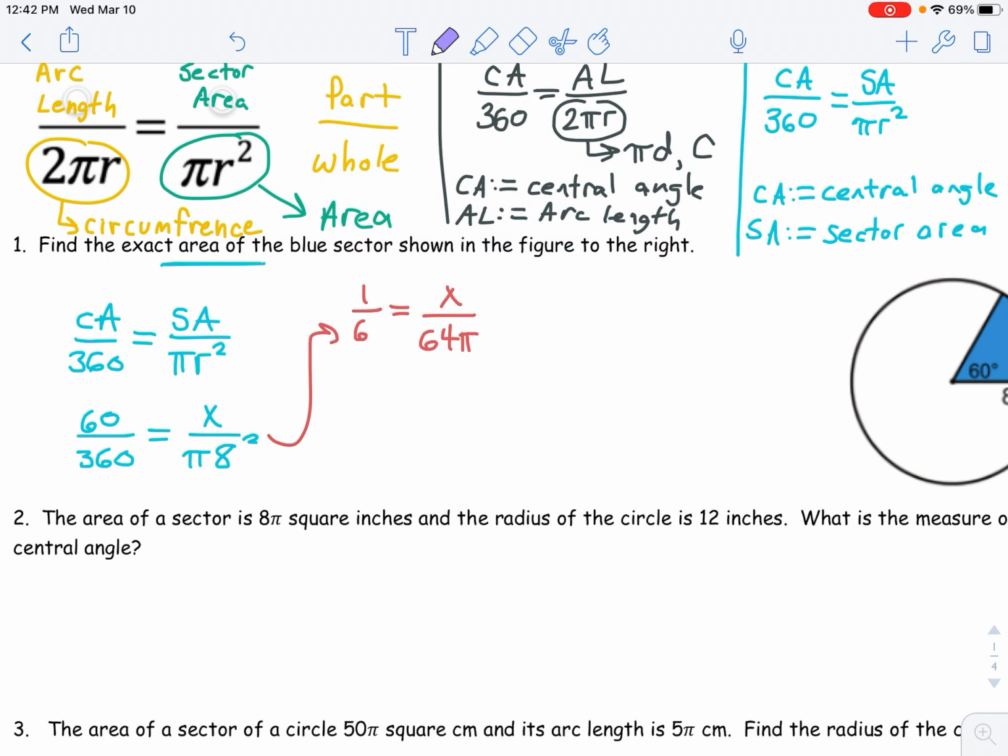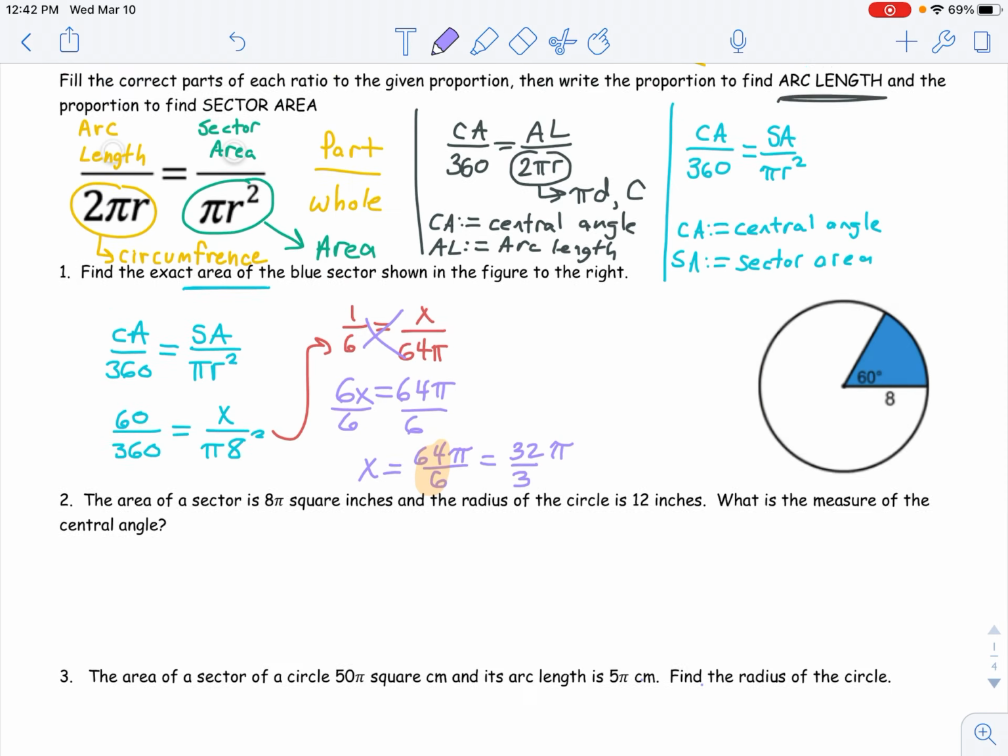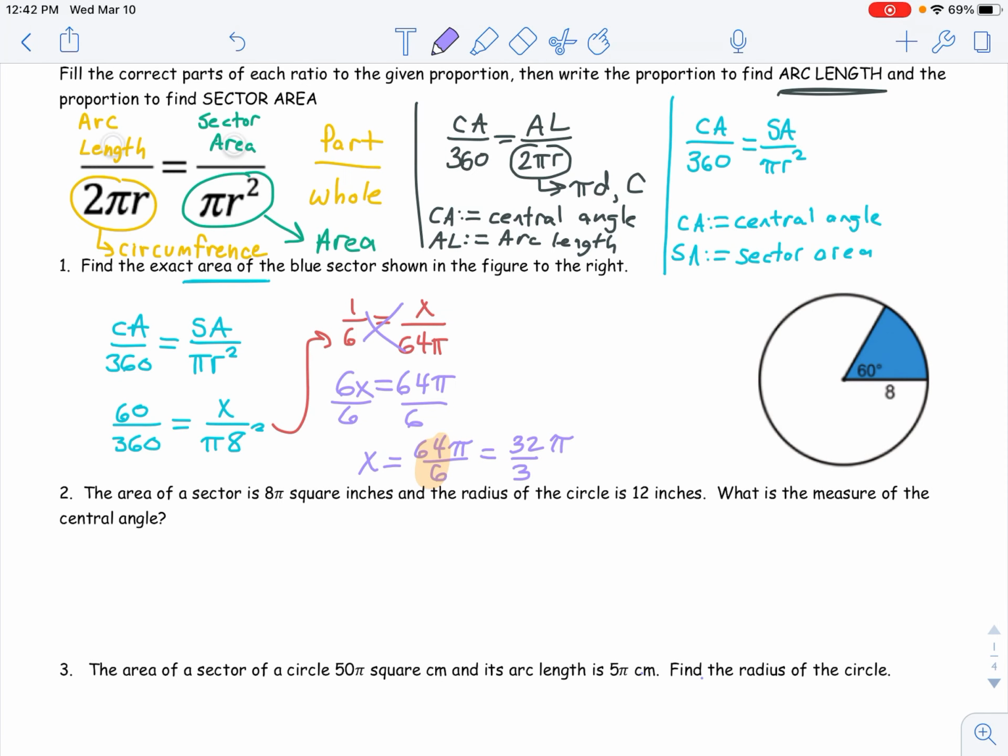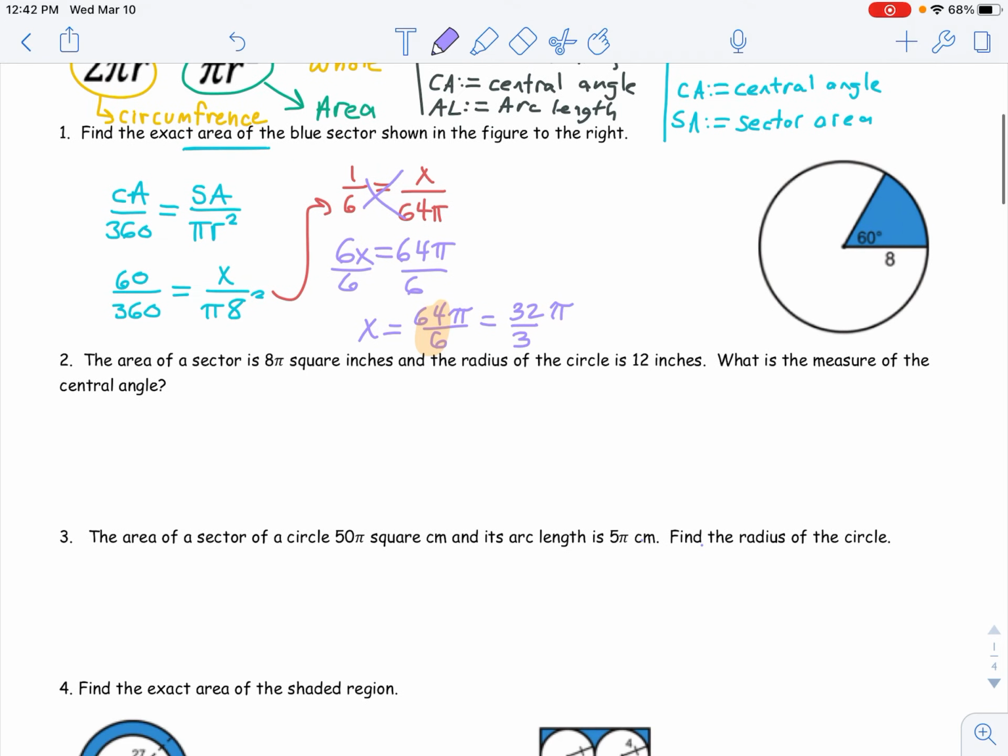All right, then from here it's just cross multiplying. I'm going to get 6x equals 64 pi. Divide both sides by 6, and x equals 64 pi over 6. And then last thing I'm going to do is reduce this, and this becomes 32 over 3, and then I have a pi. That's the exact area. All right, exact area of the blue sector. And I could plug it into the calculator and get some kind of rounded answer.